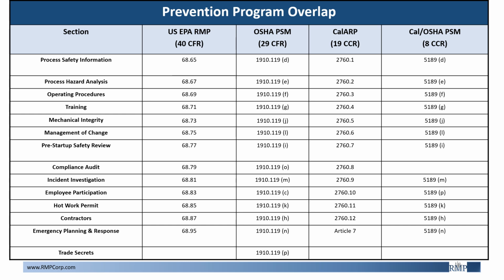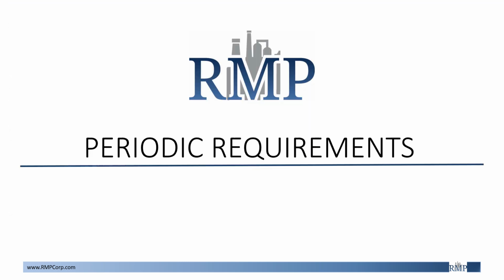This table highlights the regulatory requirements for the two federal level prevention programs, the US EPA RMP and OSHA PSM, and the two state-level prevention programs, CalARP and CalOSHA PSM. It is important to note that there is a significant amount of overlap between programs, meaning the deficiencies I will highlight today apply to all prevention programs. This presentation will highlight program level 3 elements. However, this information will cover facilities that are program 1 and 2 as well.